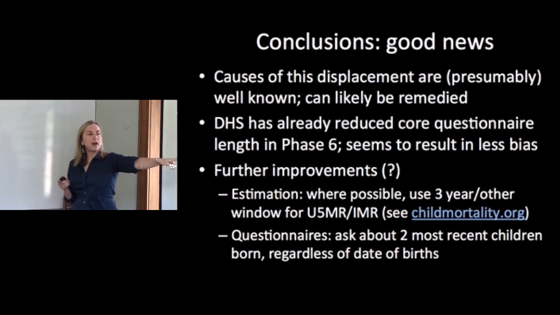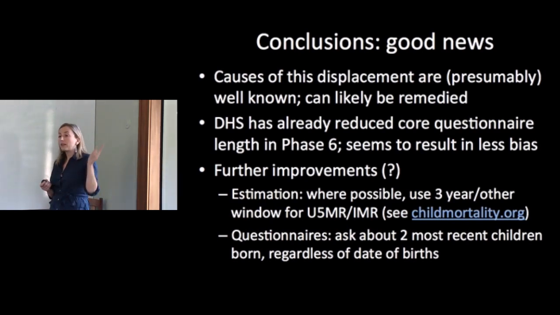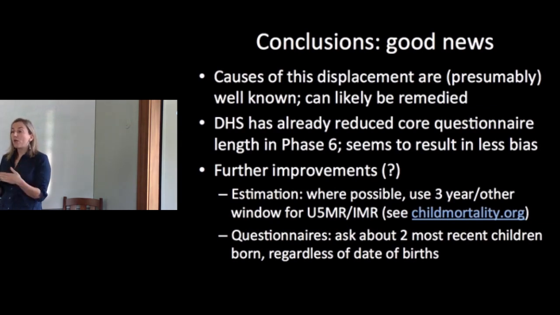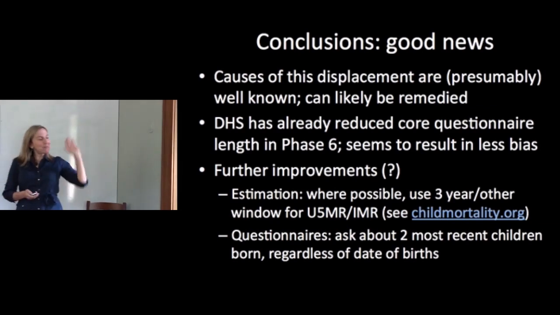And the folks in the UN group, whose results you can see at childmortality.org, have been doing stuff like that. And for the questionnaire, you could do something like force interviewers to ask about your two most recent births, no matter how long ago they occurred. I've proposed that. I don't think it's going to happen, but it's still okay.